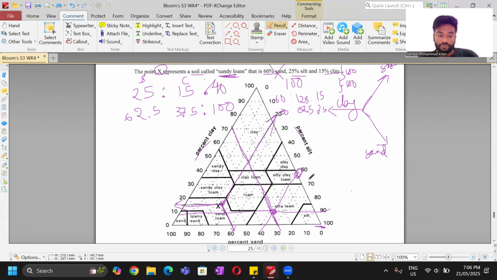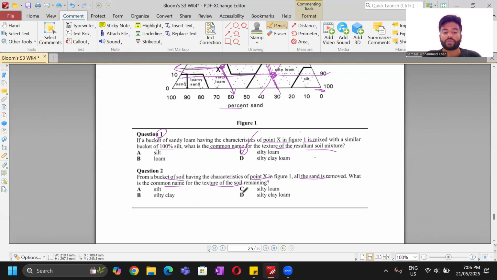And 37.5% clay, so to speak, right? Yeah, 37.5% clay. So basically, we're just right here. Okay, so in the silty clay loam territory, hence why the answer is D.